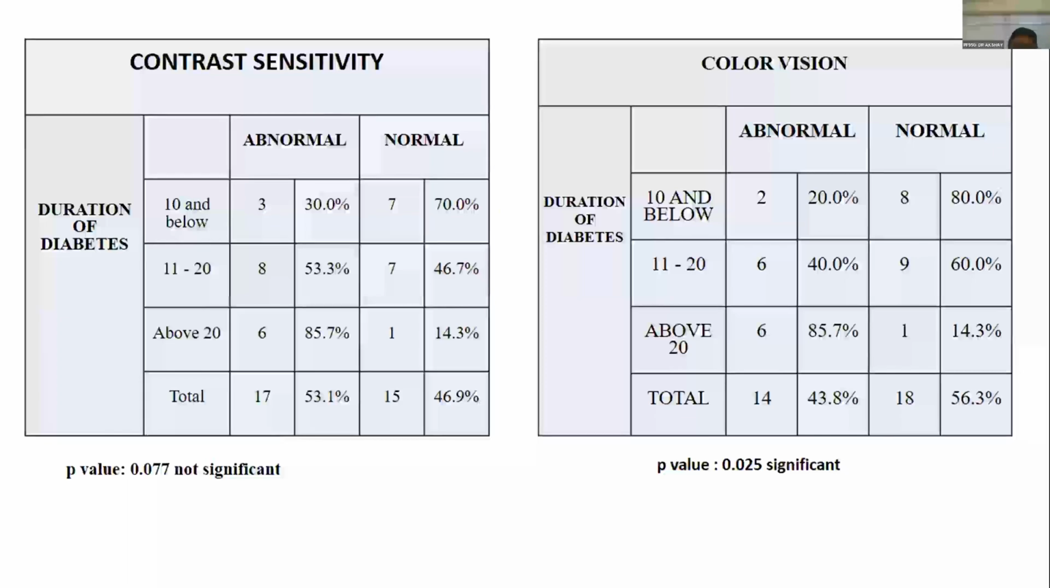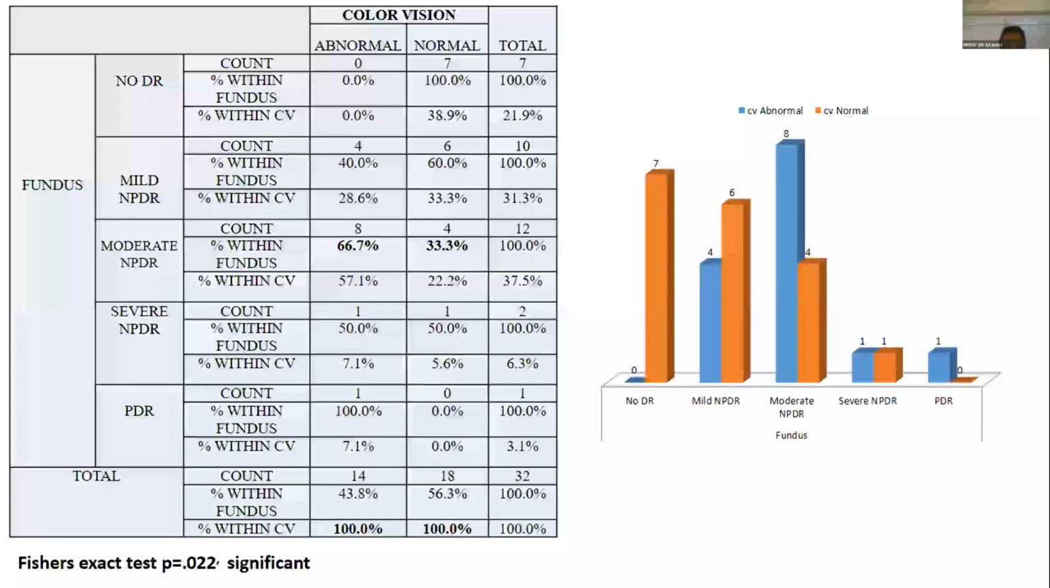When we compared contrast sensitivity to the duration of diabetes, we got a p-value of 0.077, which is not significant, as we consider a p-value of 0.05. But when the duration of diabetes was compared to color vision, the p-value came around 0.025, which is a significant value. And when we compared color vision to the fundus findings, we noted that moderate NPDR patients have more color vision abnormalities, and the Fisher exact test was significant with a p-value of 0.022.